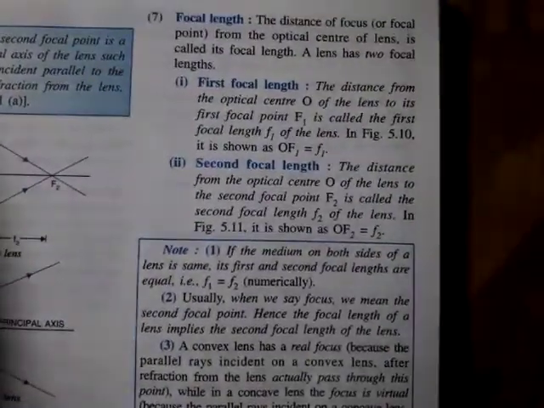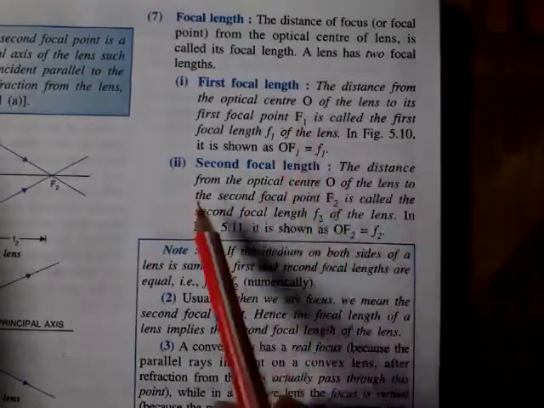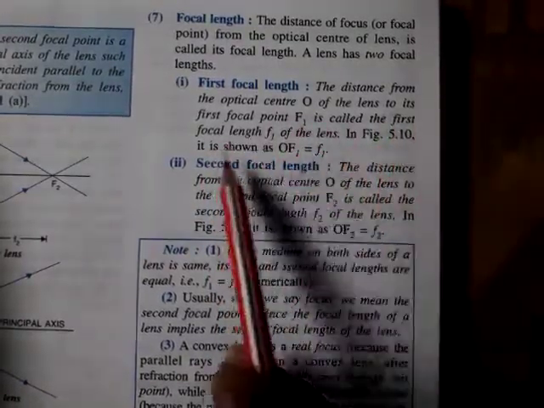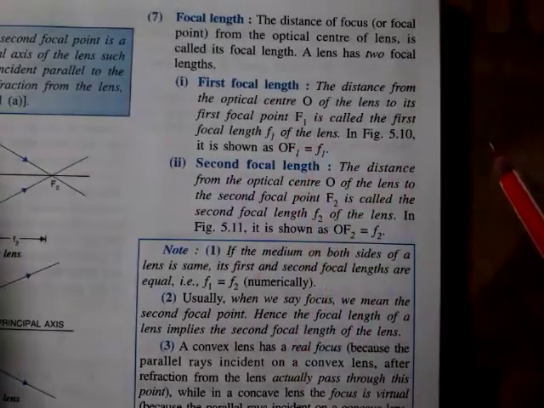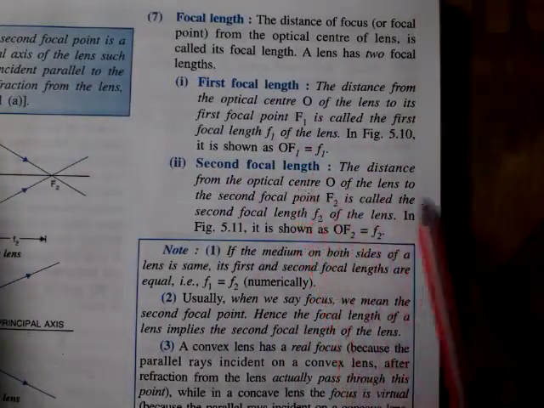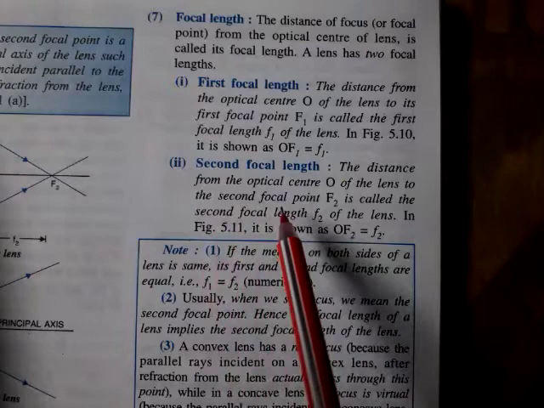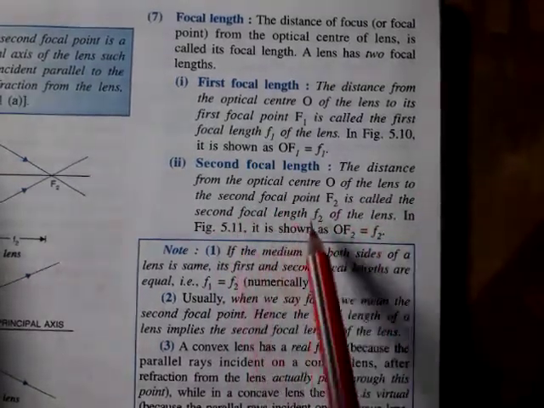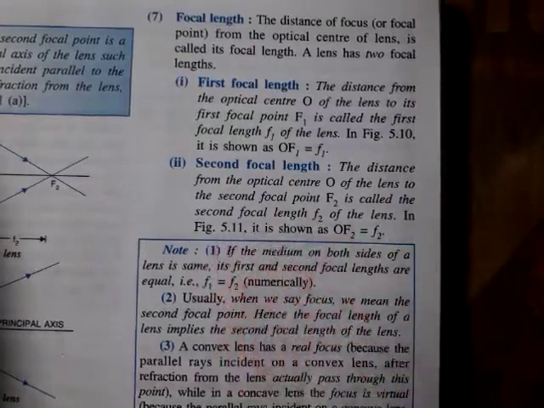And there are two kinds of focal length also, first focal length and second focal length. The distance from the optical center O of the lens to its first focal point is called the first focal length, and the distance from the optical center O of the lens to the second focal point is called the second focal length. This is something everybody knows. Okay.